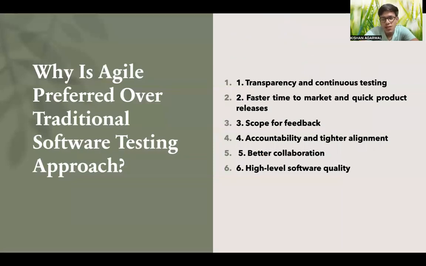So let us see why agile is preferred over the traditional software testing approach. Transparency and continuous testing, faster time to market and quick product release, scope of feedback, accountability and tighter alignment, better collaboration, high level of software quality. These all are given by agile testing, not by the traditional testing methodologies.